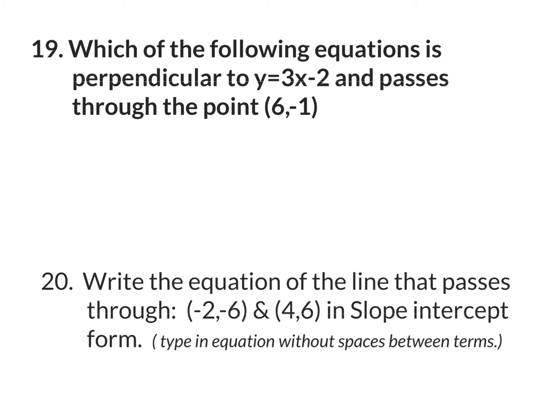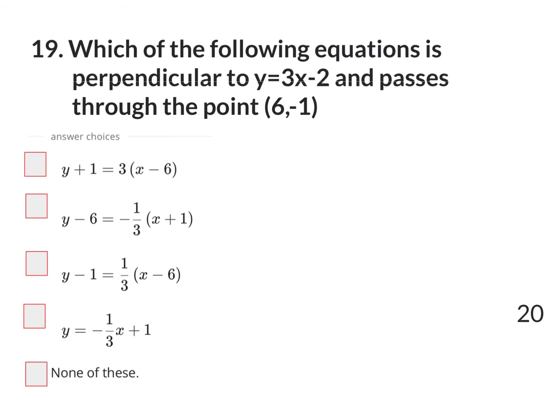Number 19, it says, which of the following equations is perpendicular to y equals 3x minus 2 and passes through the point 6, negative 1? Okay, well, so we will have these answer options here as multiple choice on the actual quiz. So notice that we have both point slope form and slope intercept. So let's take what they give us and write whatever we feel more comfortable with, okay?